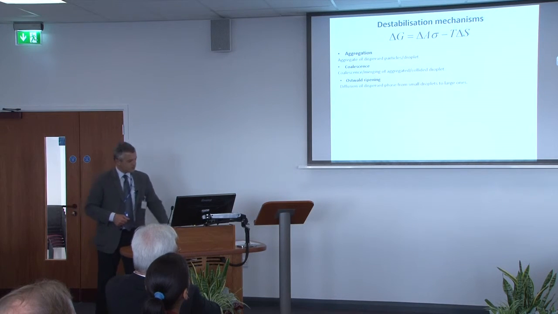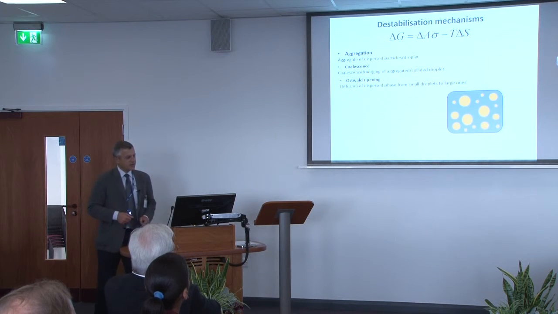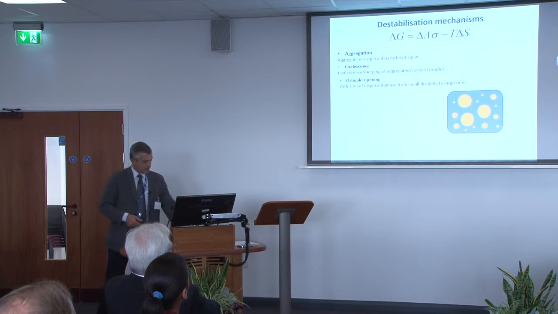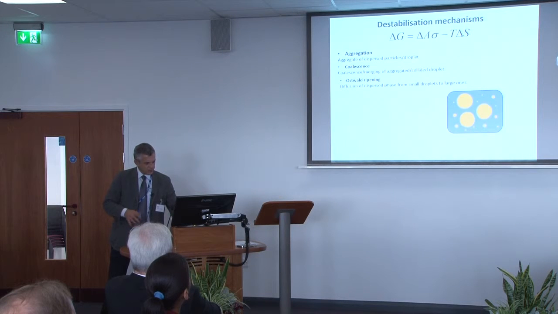The other one is Ostwald ripening, and the best way to describe it, the big become bigger, the small become smaller due to the energy within the system.